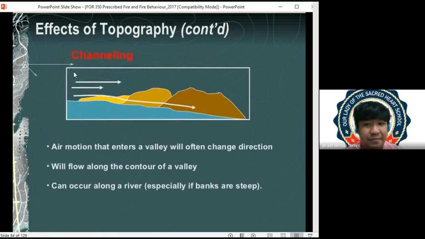Ito, we have channeling, no? Dinedetermine ng direction ng lupa, direction ng fire, at direction ng tubig, at yung presence ng barrier. So, dito, tingnan ninyo, it followed the direction ng lupa, direction ng water, pero pagdating dito sa channel, mag-change ng direction. So, that would help you determine the direction of wildfire sa channeling.